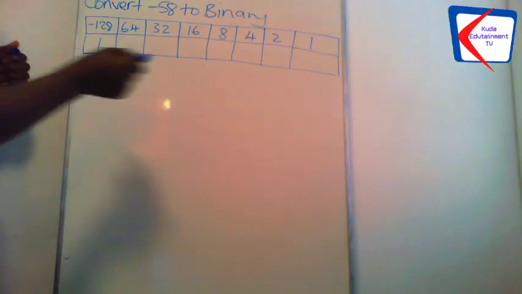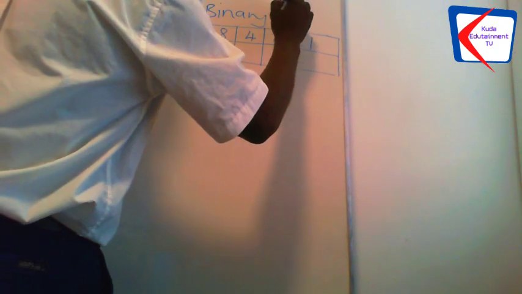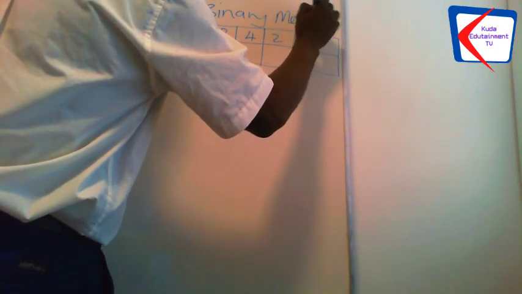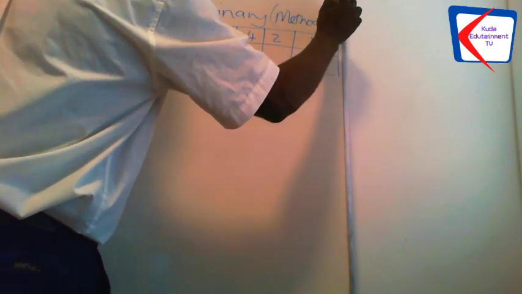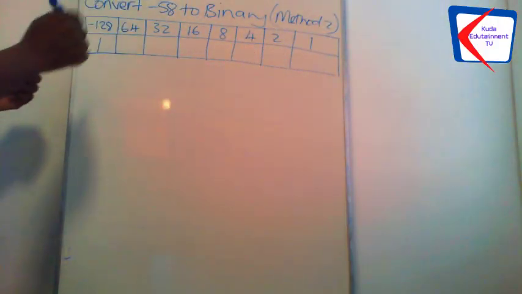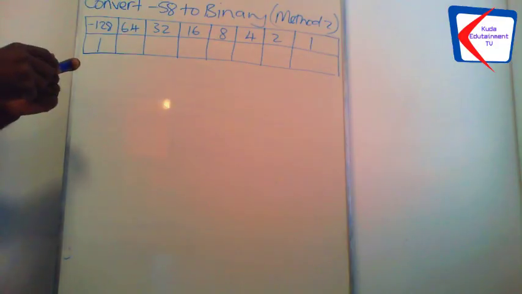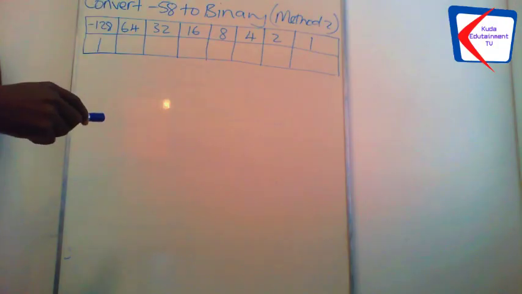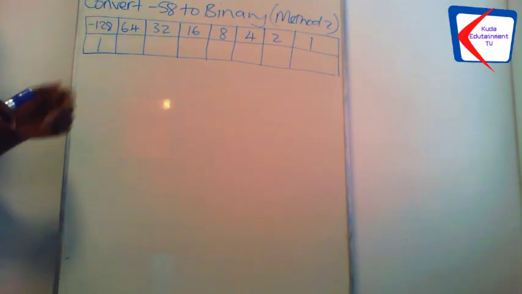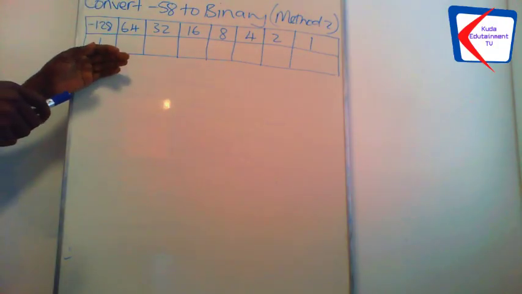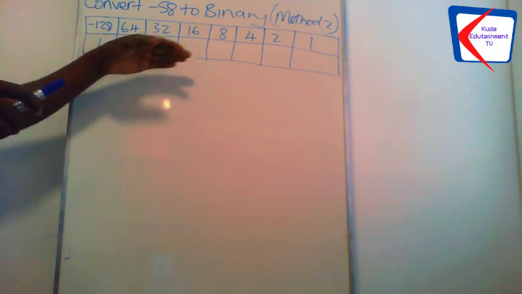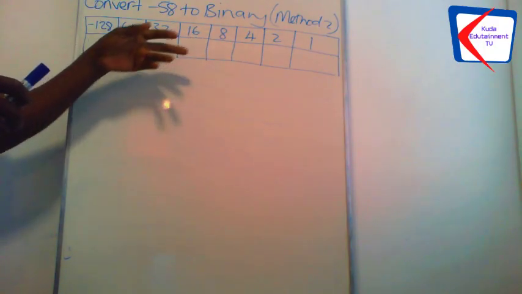This is method number 2. Let me just write here: method 2. Our question says convert negative 58 to binary. With this method, you need to be able to draw up this table, and drawing up this table is very simple.